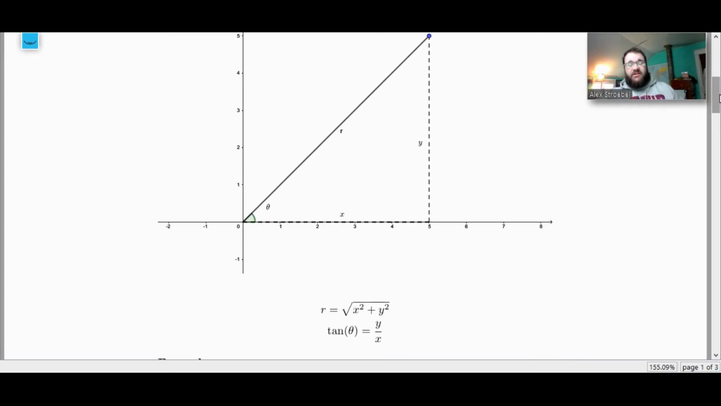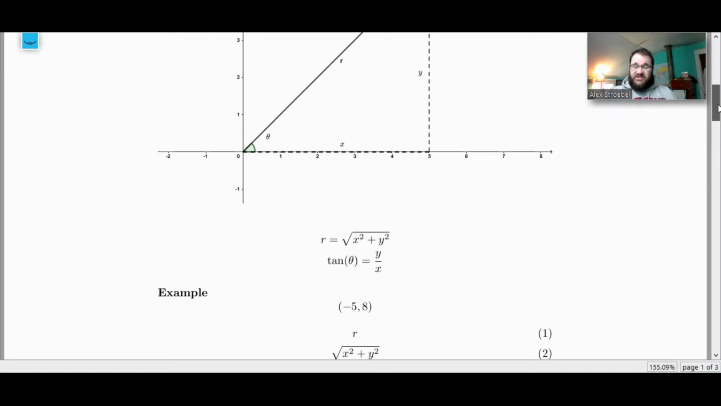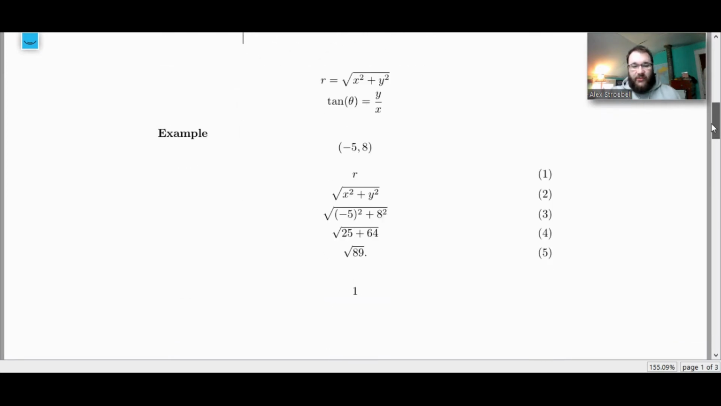Looking at this representation, r is just going to be the square root of x squared plus y squared, because this is a right triangle. We just use Pythagorean's theorem to find r. Theta gets a bit trickier, but the tangent of theta is going to be y over x. We're going to use that to find our reference angle. I'm just going to go through a few examples to show how this works.